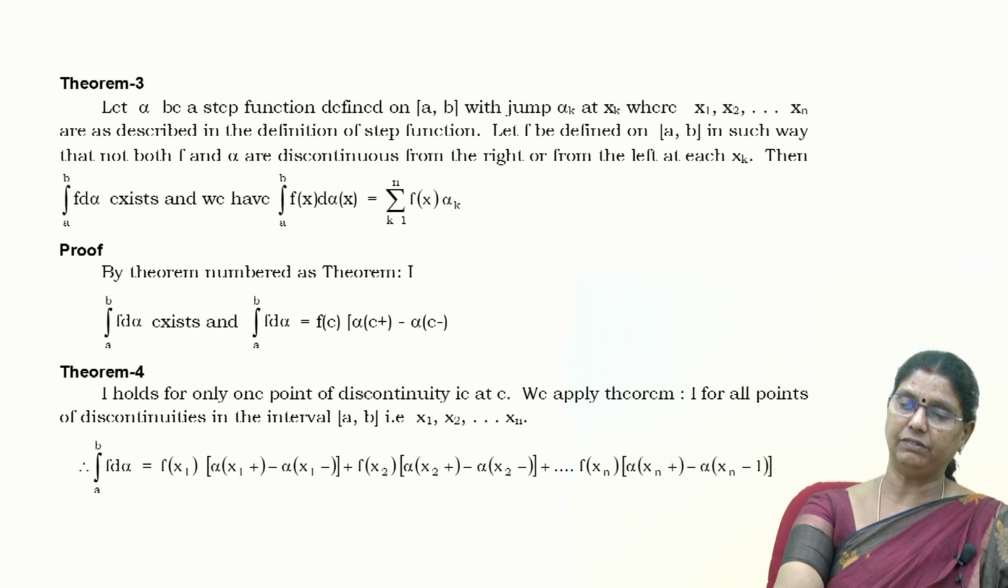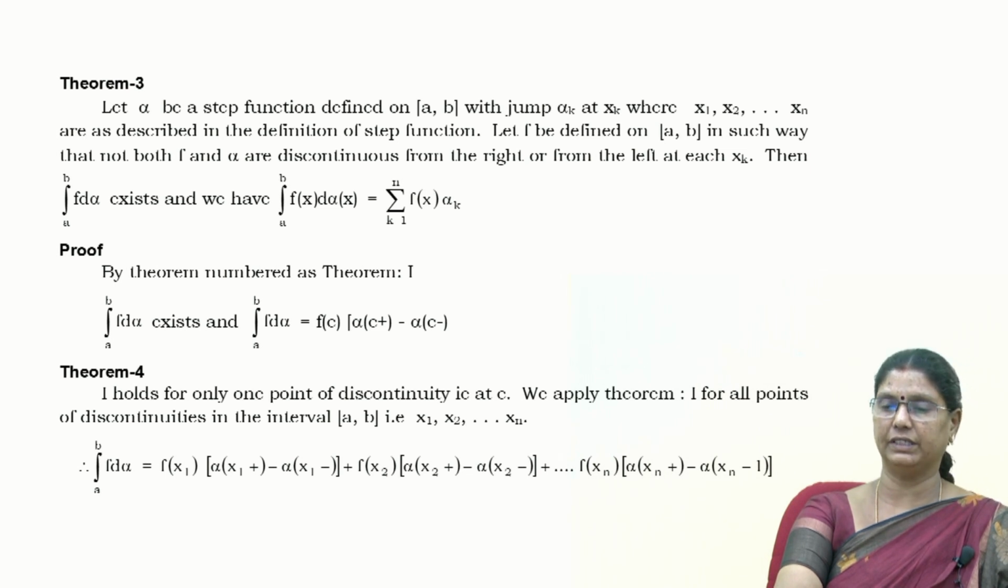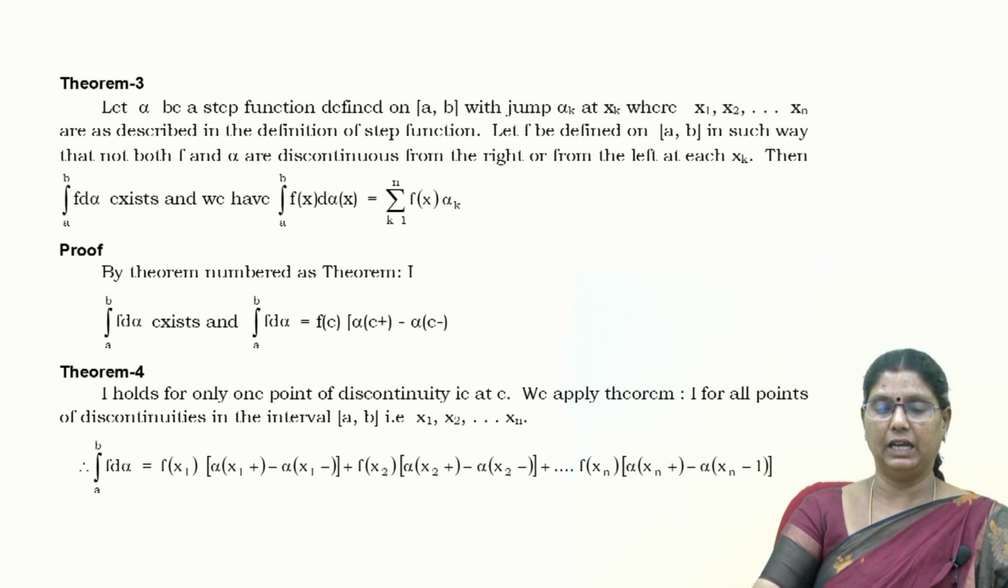Let alpha be a step function defined on the closed interval [a, b] with the jump alpha_k at x_k, where x_1, x_2, etc., x_n are as described in the definition of step function. Let f be defined on the closed interval [a, b] in such a way that both f and alpha are not discontinuous from the right or from the left at each x_k. Then the integral from a to b of f d alpha exists, and we have the integral from a to b of f of x into d alpha of x equal to the sum of f of x_k into alpha_k. So, already we have proved the same in theorem 1.